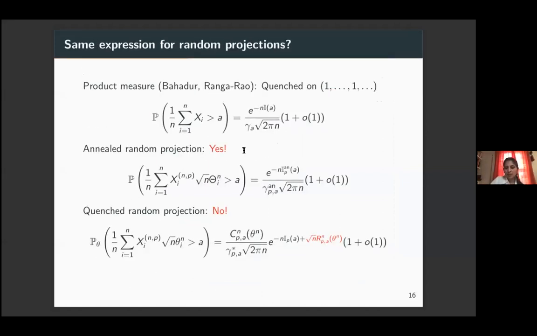So it turns out that we will come back to this, but in the quenched projection, you do not have the same structure as you do for the product, the IID, the Bahadur-Rao, you have these additional terms.